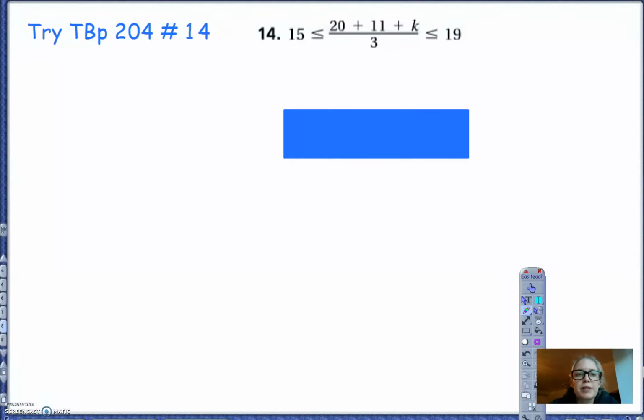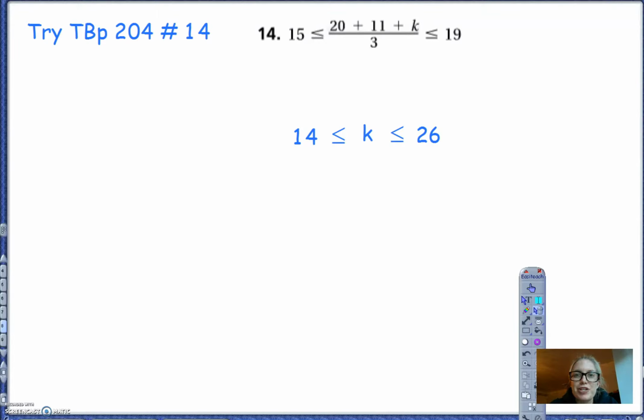Okay, here, try one more. This is from your textbook page 204, number 14, and I want you to try it on your own. See how you do, pause, and I'm going to just reveal the answer. Okay, so that should have been the answer, and then you should have made a graph. I should see two filled in circles at 14 and 26 with your line shaded between them.